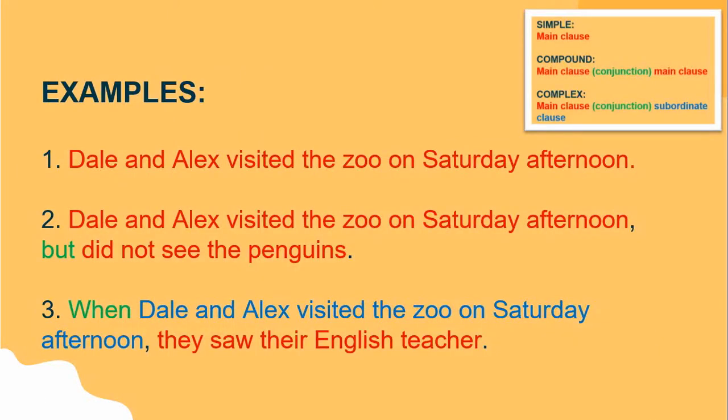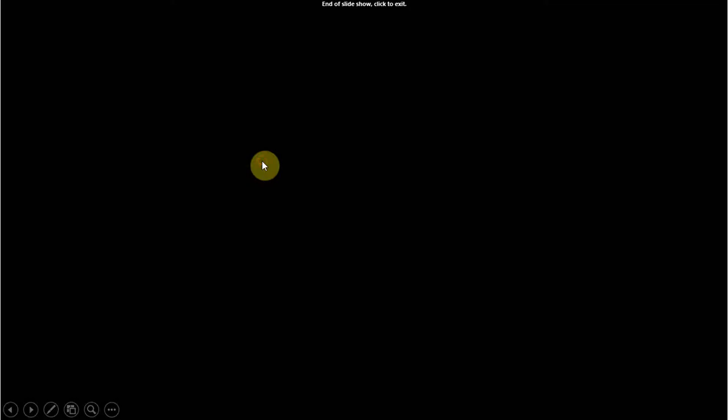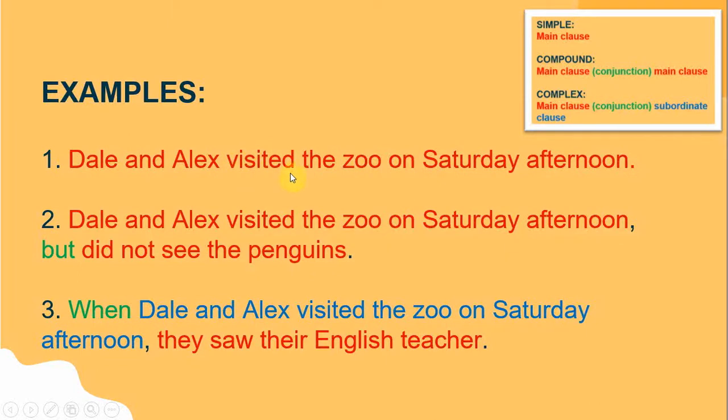Let's look at some examples. And here I've put on the top right the breakdown. Number one, Dale and Alex visited the zoo on Saturday afternoon. I'll discover that visited is the finite verb. That's only one of them. So therefore it's simple. And I'll discover that this whole thing is the main clause because there's only one finite verb. There's no conjunction here.